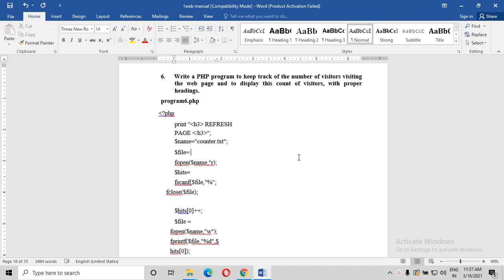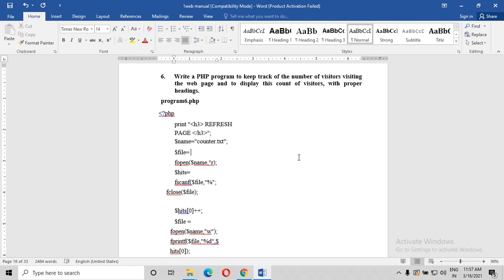What they are expecting is a PHP program to keep a record of how many visitors have visited this particular page. Display the number of visitors, the count. Every time you visit that particular page, the count of how many times visitors have visited should be shown with the proper headings, right?